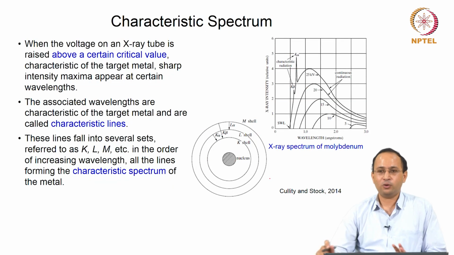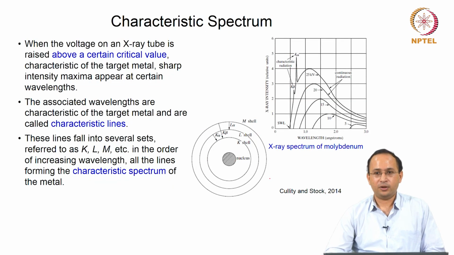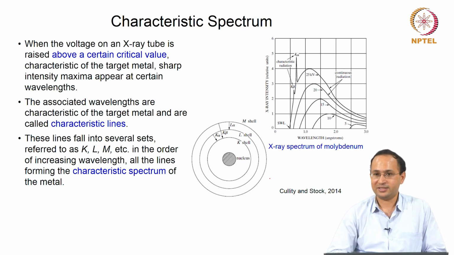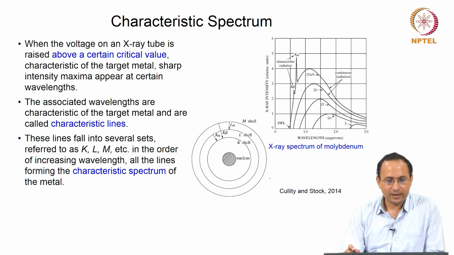Okay. So far we know what we know. You have electrons of very high energy striking a target, which will give rise to X-rays. But we want to probe further. So what happens?